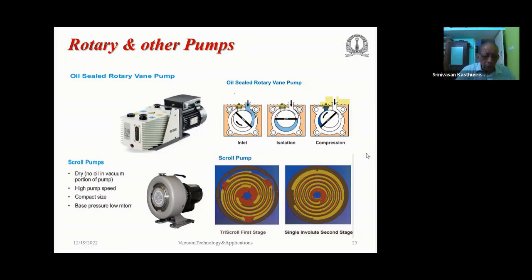So normally a scroll pump has high pumping speed. It is quite compact in size, and normally the base pressure is of the order of some millitorr. So this is the commercial unit, what you see here, the scroll.